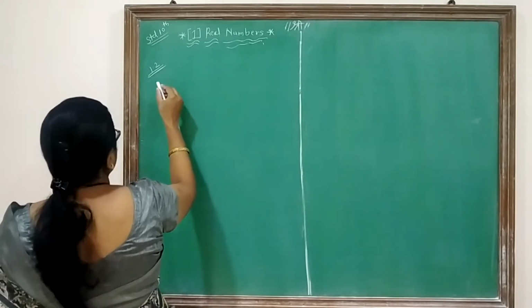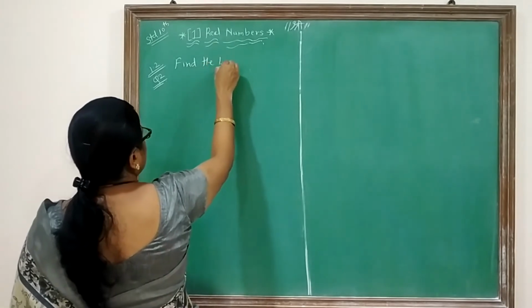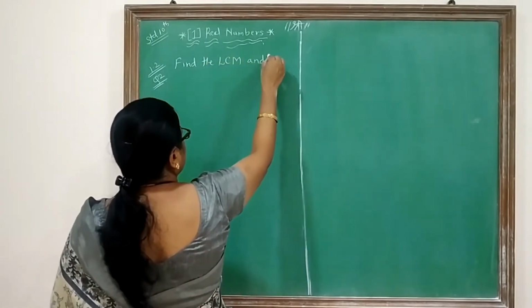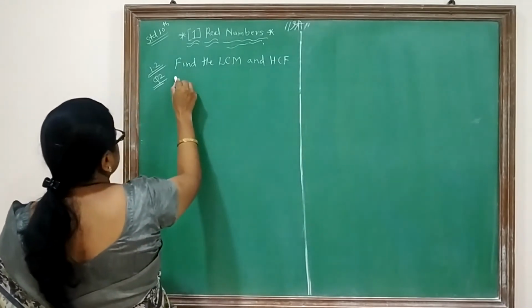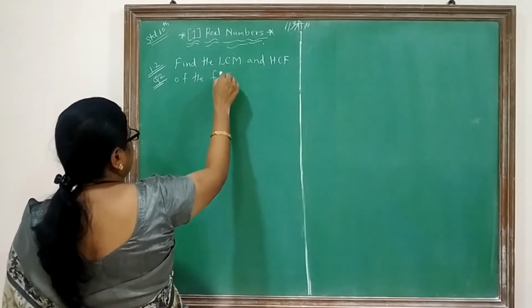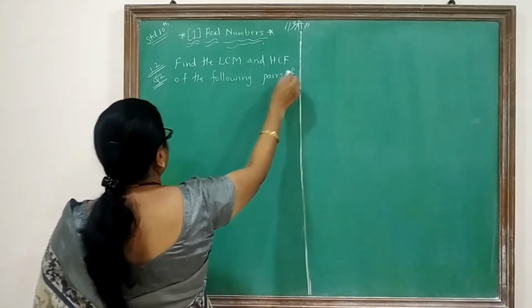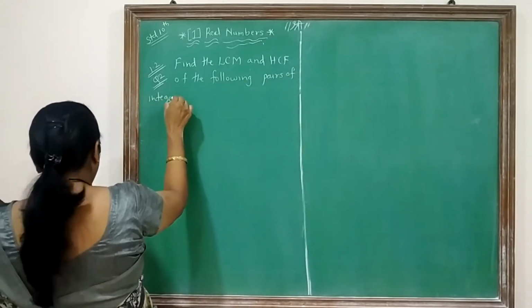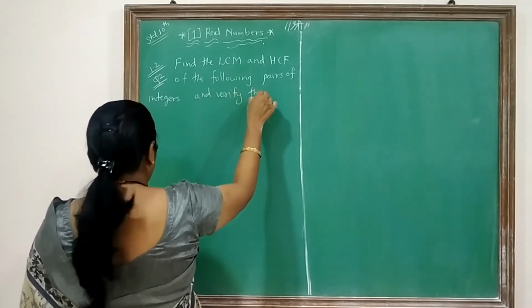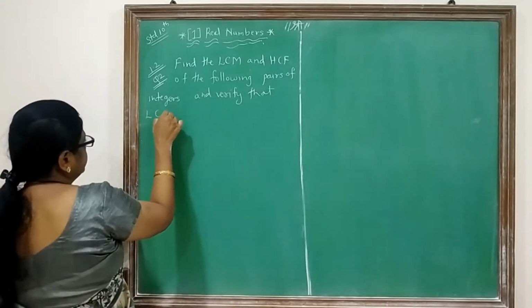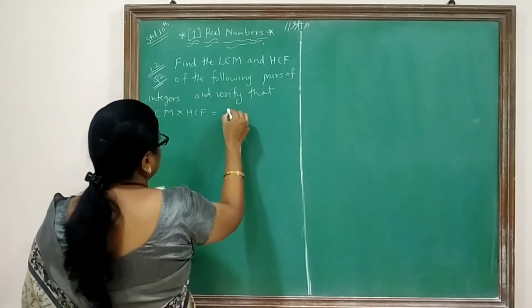Find the LCM and HCF of the following pairs of integers, and verify that LCM into HCF equal to product of the two numbers.